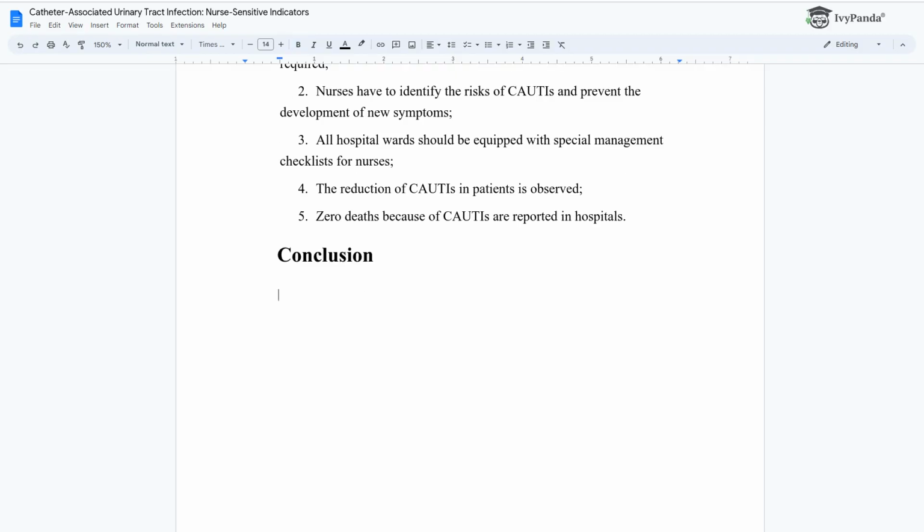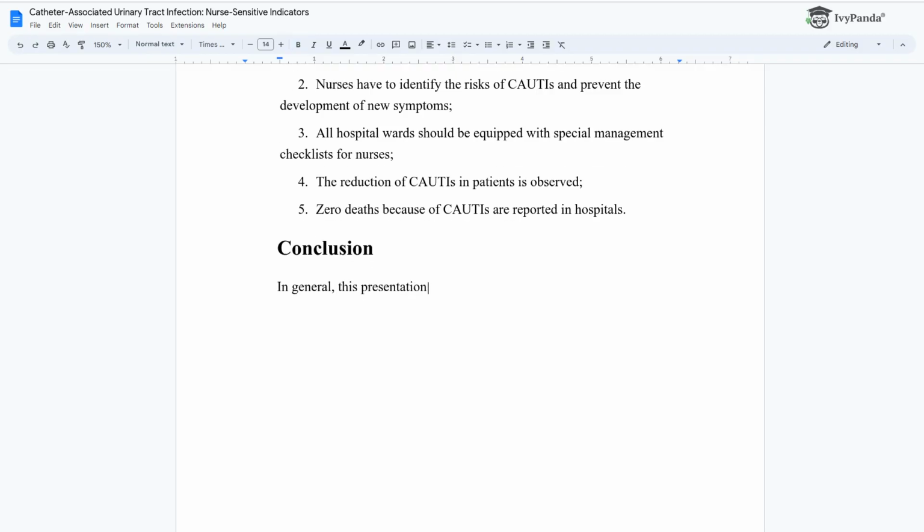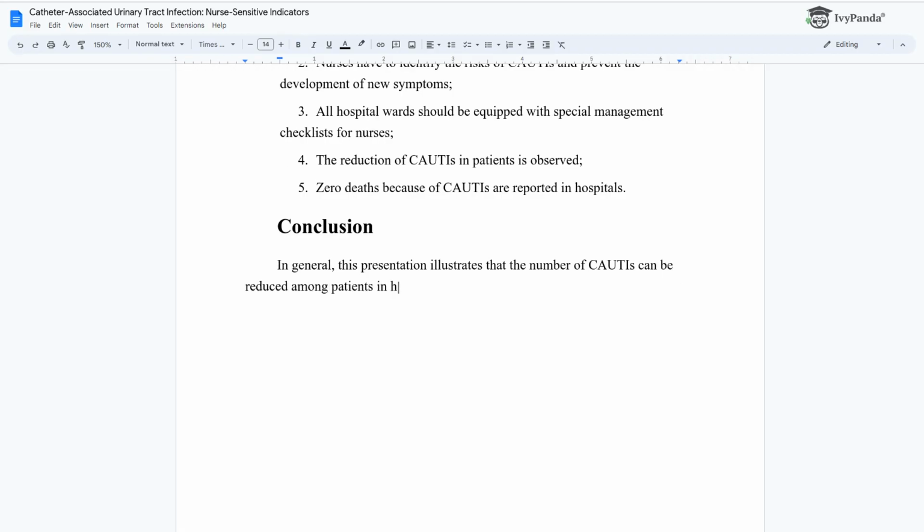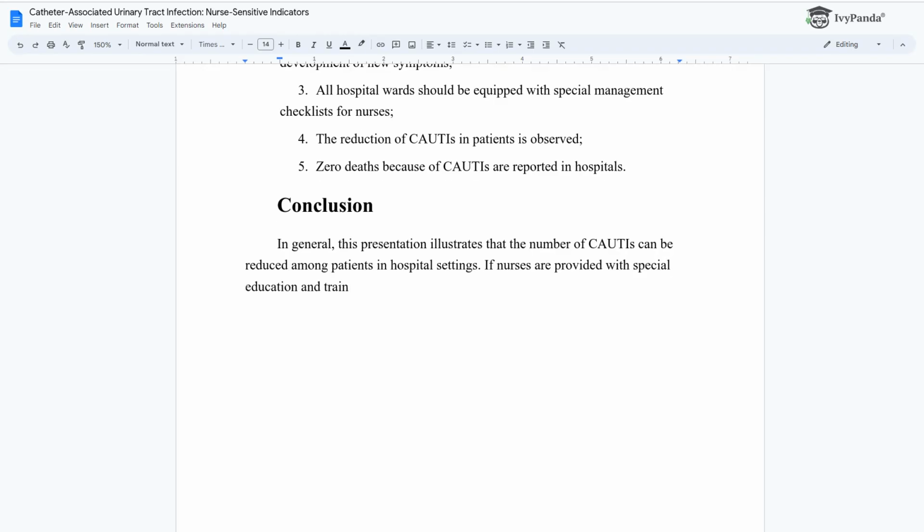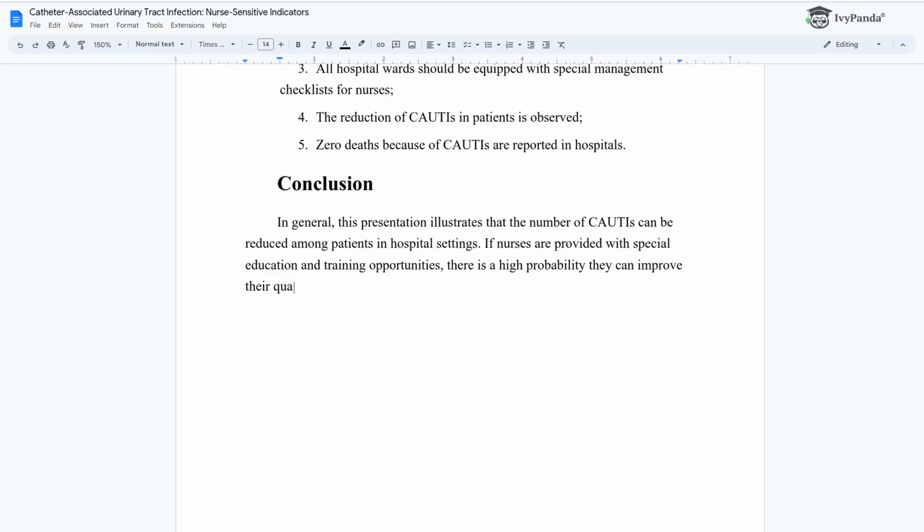Conclusion. In general, this presentation illustrates that the number of CAUTIs can be reduced among patients in hospital settings. If nurses are provided with special education and training opportunities, there is a high probability they can improve their qualifications and offer better services to their patients.